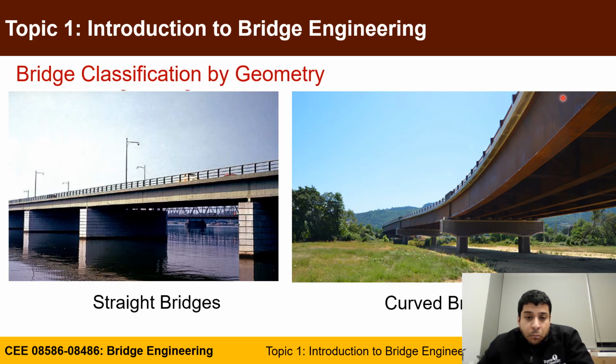Moving from bridge type to bridge classification, the first classification I'm trying to emphasize is related to geometry. So in this case, we will have geometry change from straight bridges, which means that the bridge is in one line, a straight line. You can make a straight line from the beginning to the end of the bridge. Or we have curved bridges, which you can see clearly in our highway system in large cities.